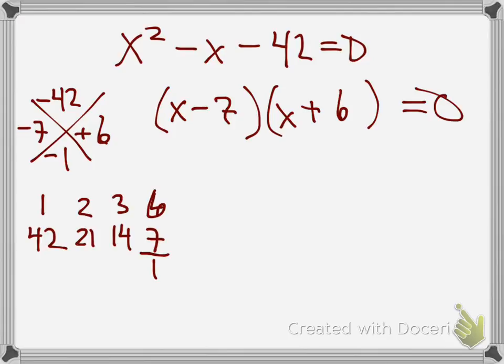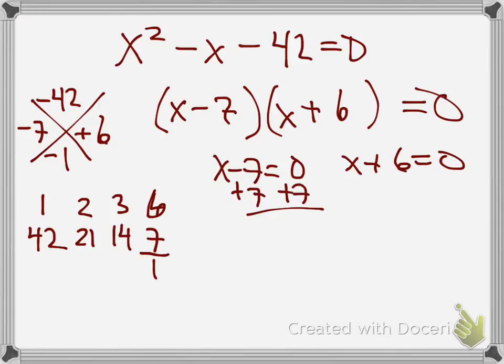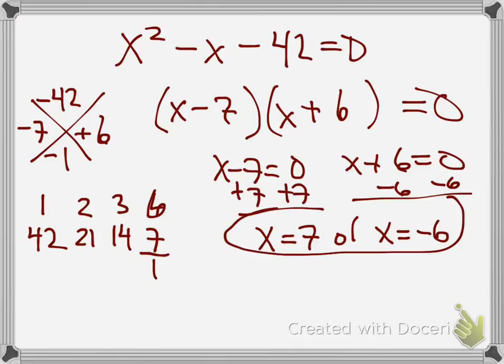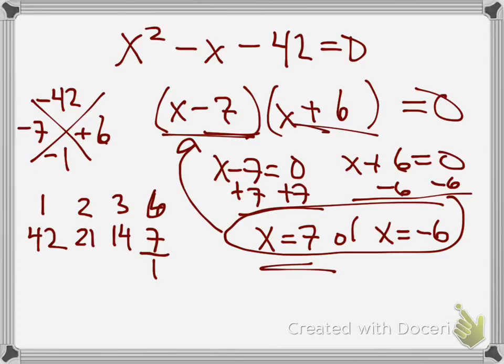Set that equal to 0. x minus 7 is equal to 0. x plus 6 is equal to 0. Add, you get x equals 7. Or you subtract, and you get x equals negative 6. So notice how these parentheses look similar to the final answers, and they're just the opposite. So maybe you can skip that step and go straight to the answer.